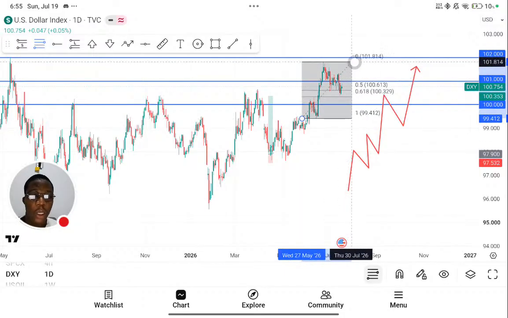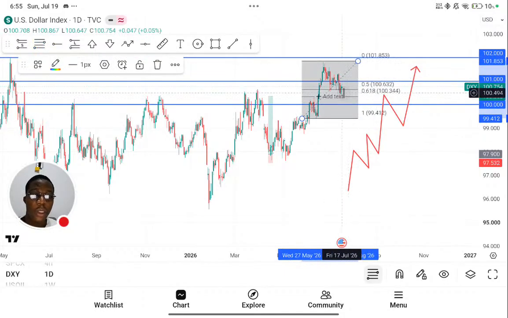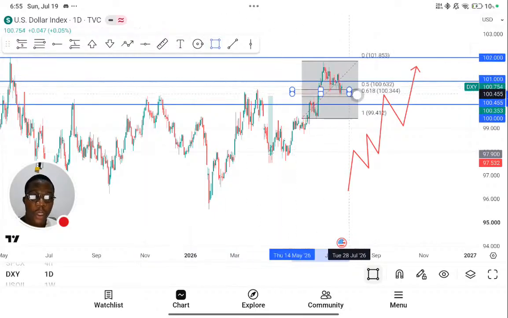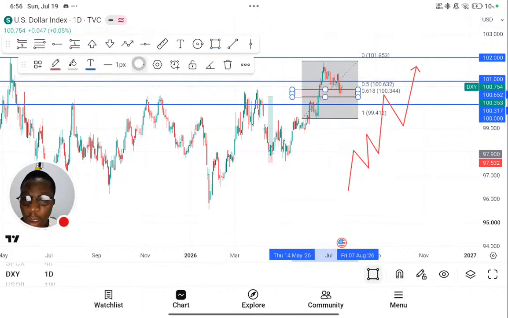You can use your Fibonacci tool, and you would see that price is at that level, the 50% retracement level. Because you use this tool only when you have identified if it's an uptrend or a downtrend. You don't just use it anyhow. It works across every time frame.